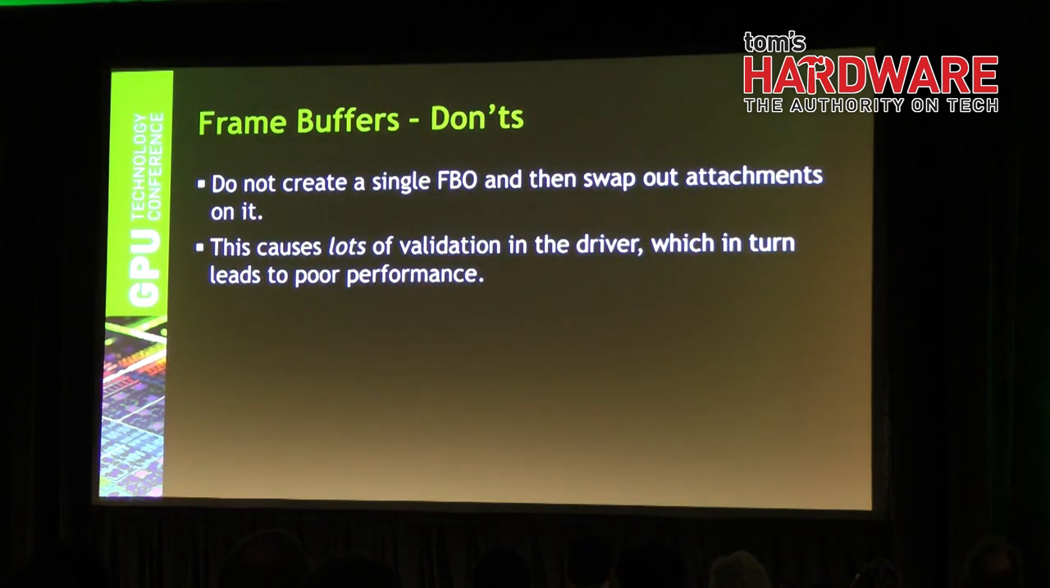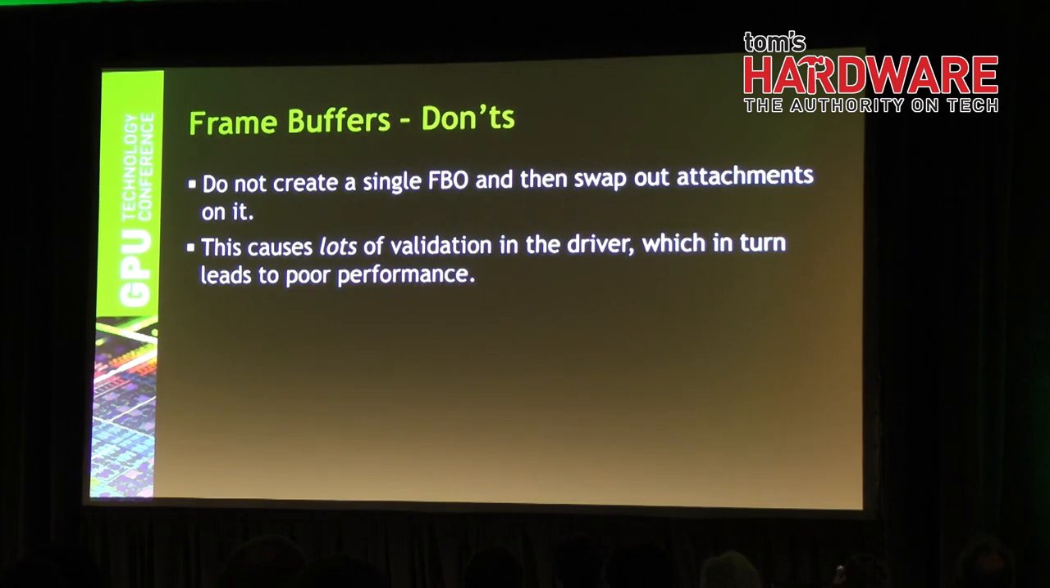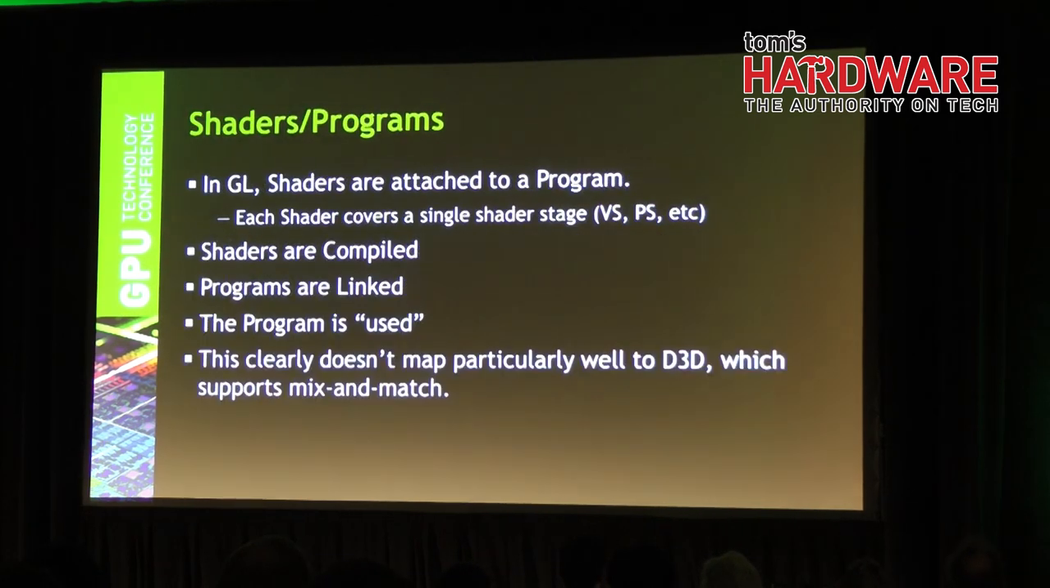It turns out this is much, much, much more efficient than having a single FBO and then swapping out attachments on it. When you're swapping out attachments, that causes validation, which was a perf problem for us.